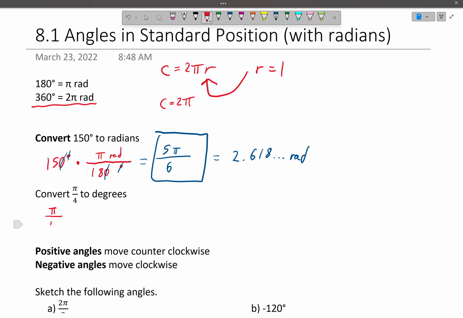Okay, the other one here is pi over 4, which we know is in radians. So what we have to do is get rid of radians down here and have degrees up here. So we're going to put 180 and pi. Radians and radians cancel, and pi cancels. That's kind of the point. So it's 180 divided by 4, which is 45 degrees.